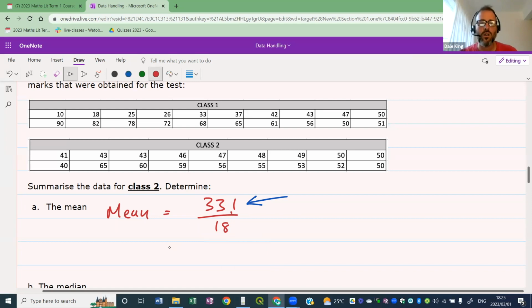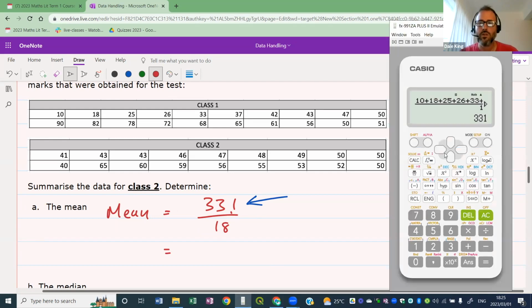This is a 2-mark question. So 1 mark for subbing into the formula correctly, and then 1 mark for your answer, which we said was, let's put this in a fraction, 331 over 18 is equal to, wait, that's not right. All right, I have to do it again.